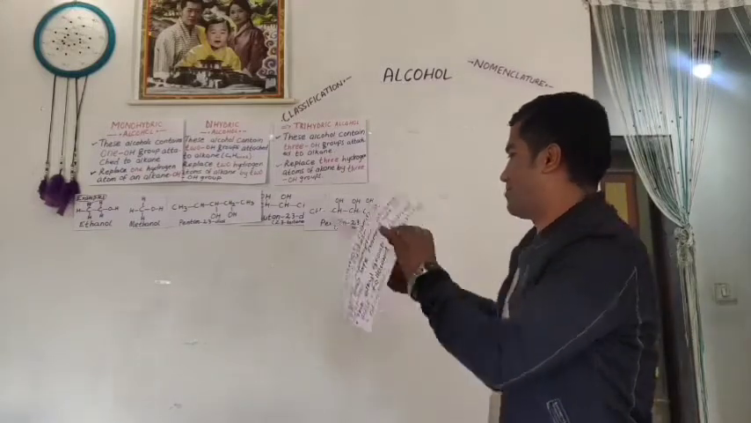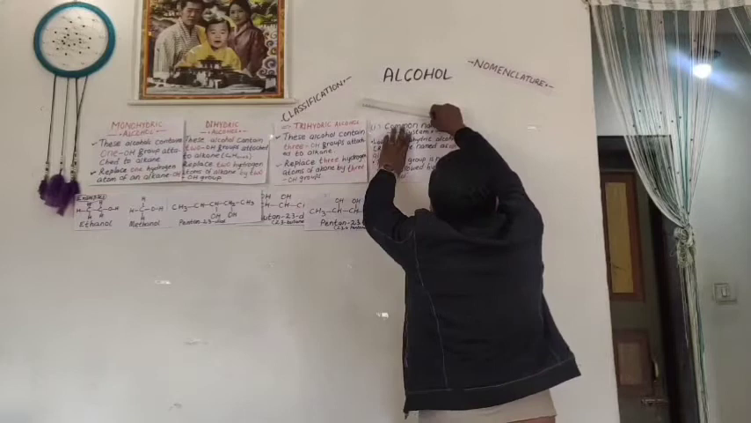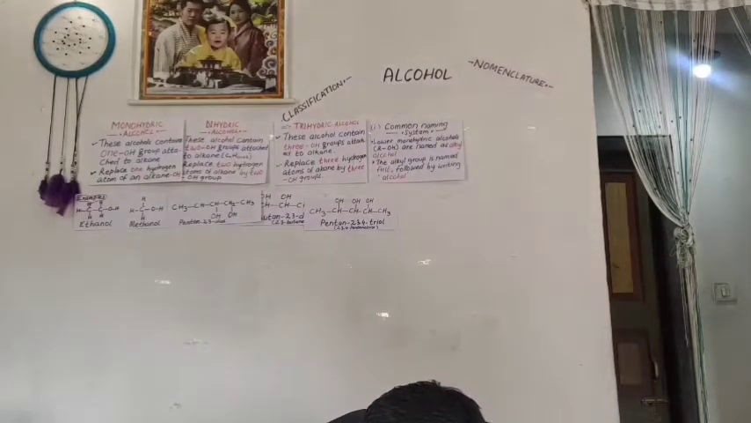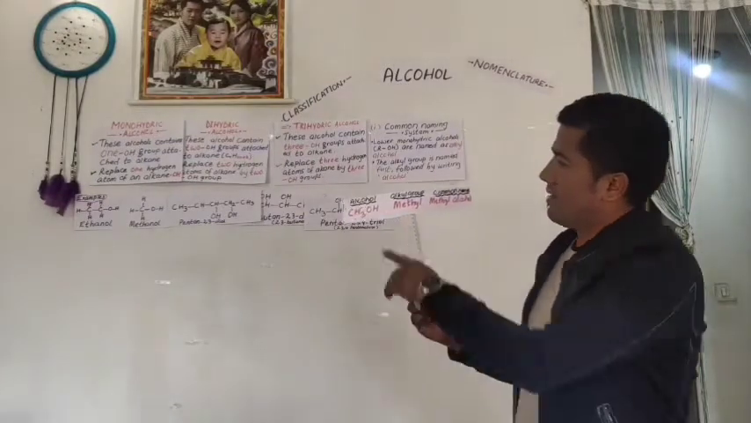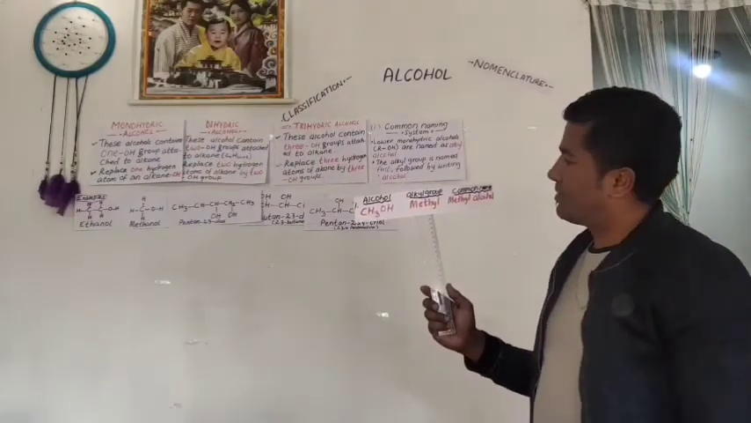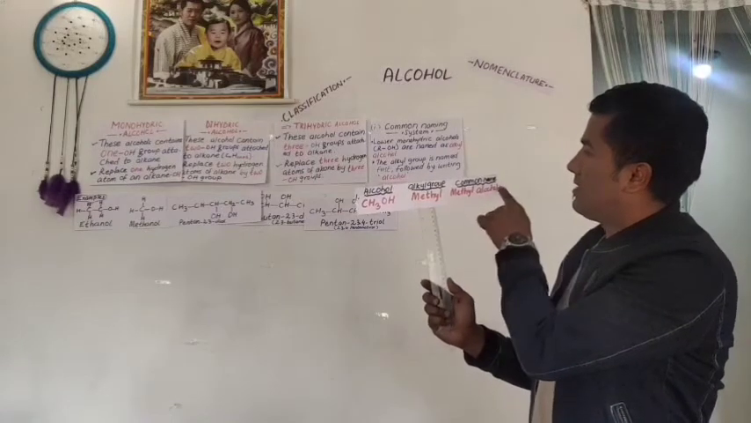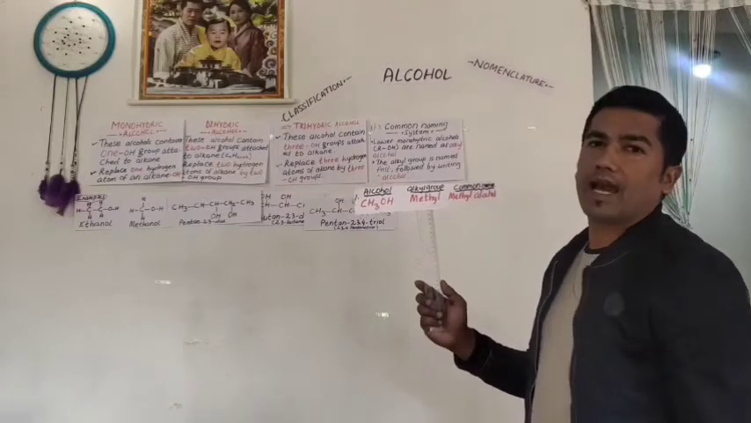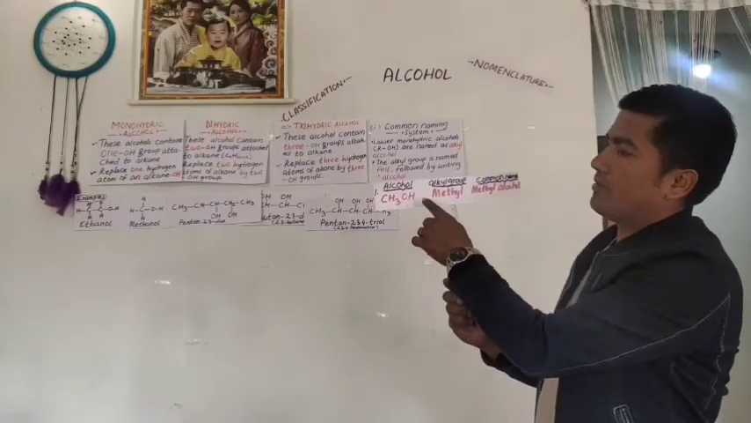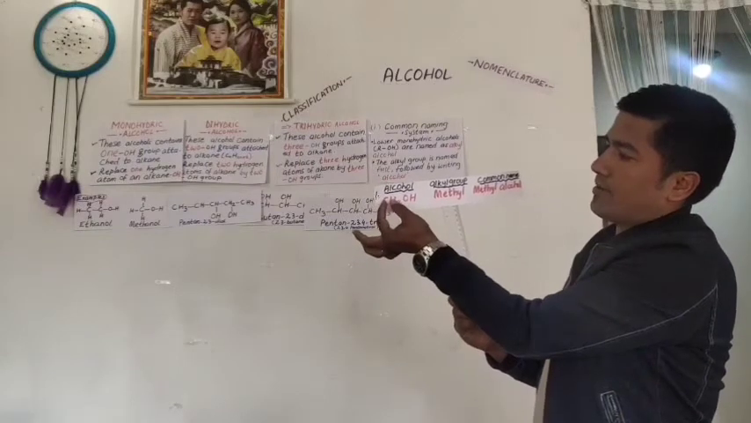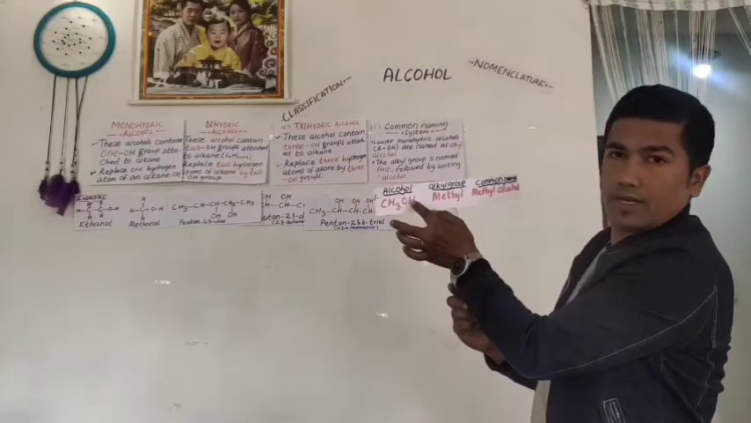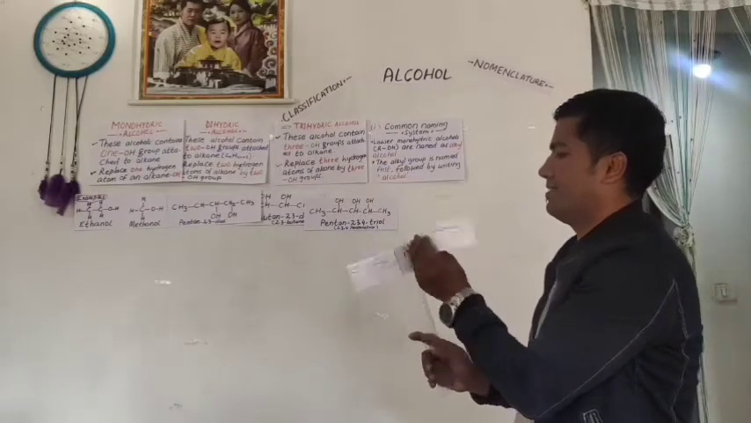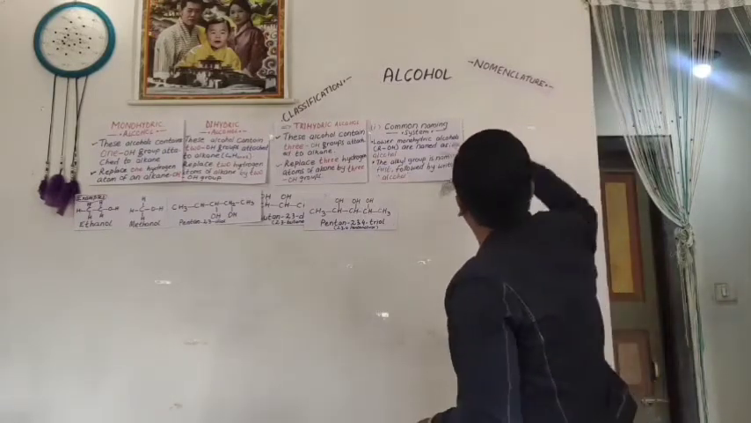Okay, let's go to some examples of the common naming system. The first one here: the alcohol is CH3OH. We write the alkyl group methyl, then the common name will be methyl alcohol. CH3OH has one carbon, so with OH we say methyl. Methyl alcohol is one example in the common way of naming alcohol.